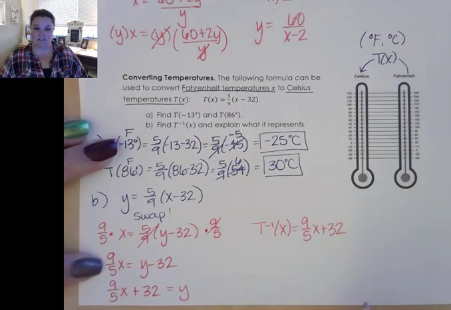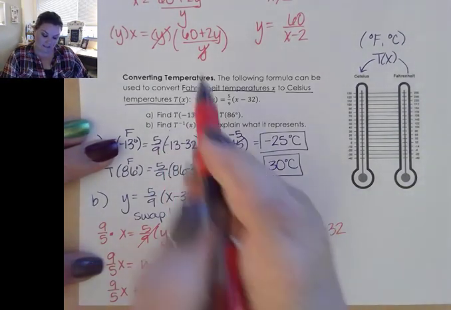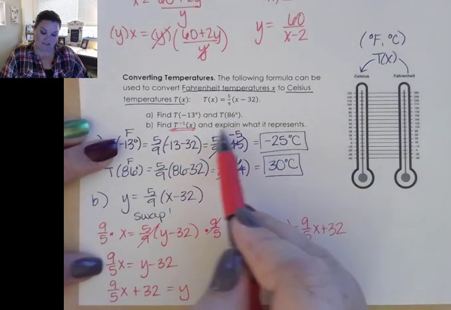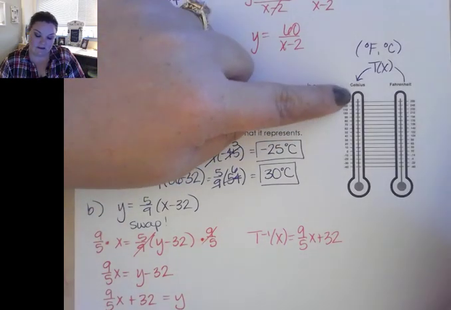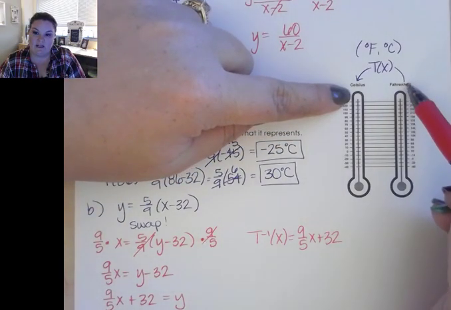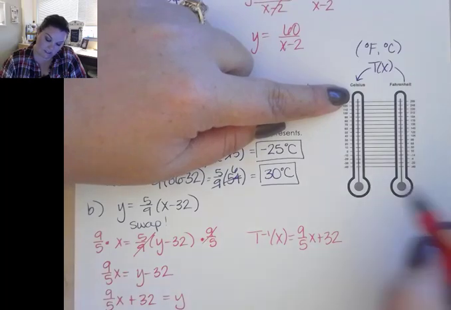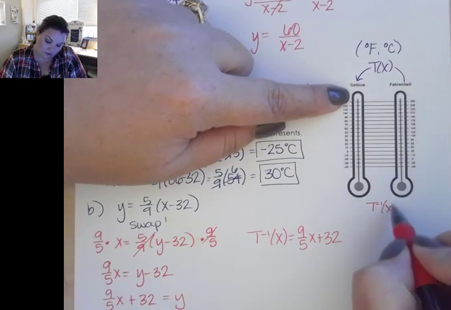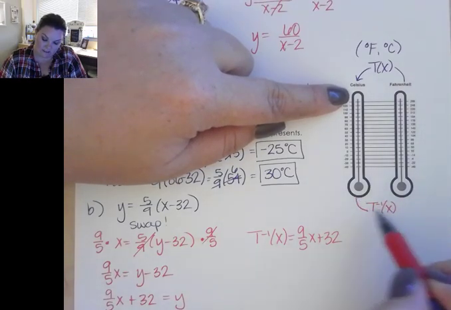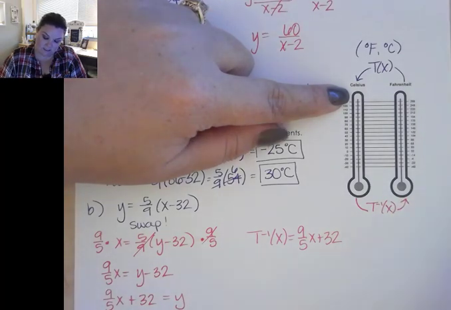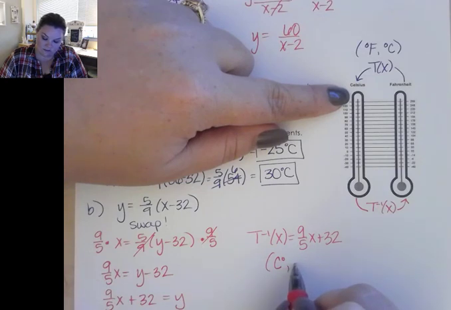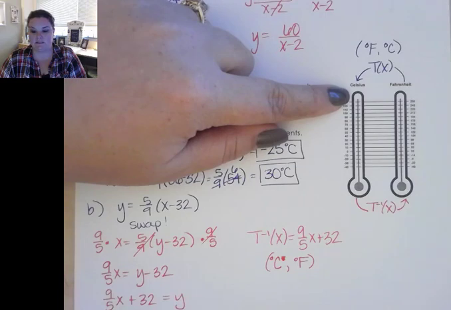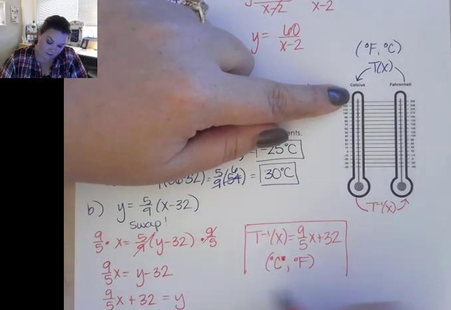And it didn't just ask me to find it. It said find T inverse of x and explain what it represents. So if my original function, T of x, took it from Fahrenheit degrees to Celsius degrees, then that means my inverse function is going to take it from Celsius to Fahrenheit, right? So we're going to just say this goes from degrees Celsius to degrees Fahrenheit. I wrote the degree on the wrong side. There we go. Degrees Celsius to degrees Fahrenheit.